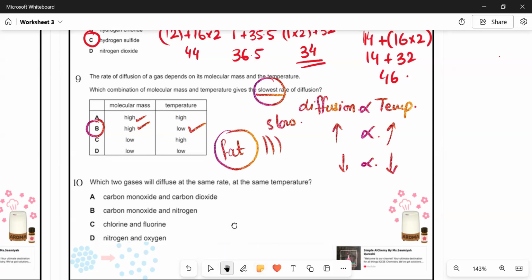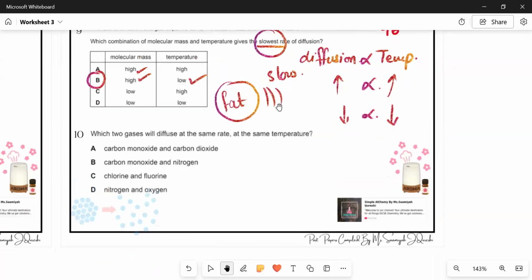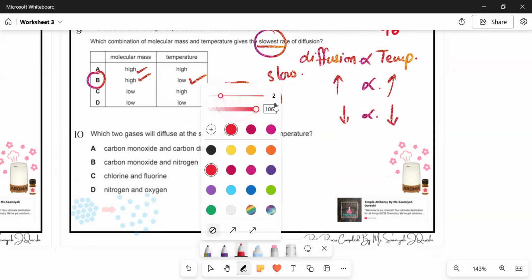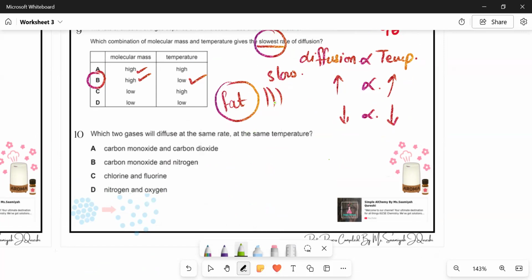Then question number 10. Which 2 gases will diffuse at the same rate at the same temperature? Now, at the same rate means same speed. Which two gases will move at the same speed? It means which two gases have the same mass.